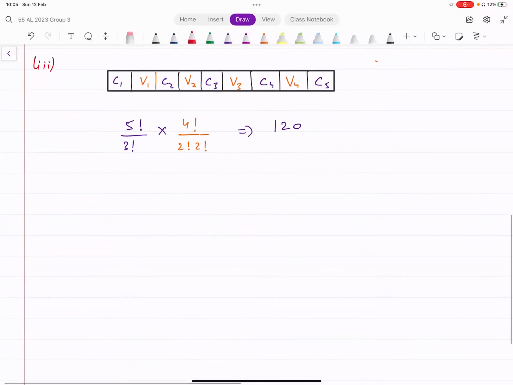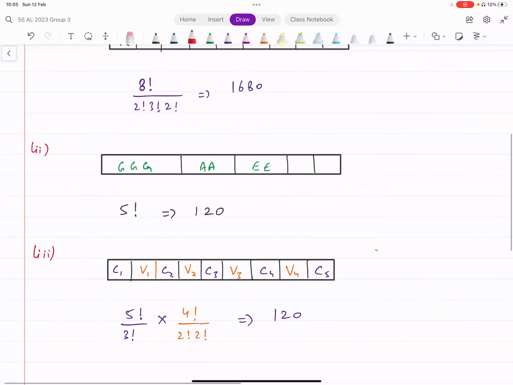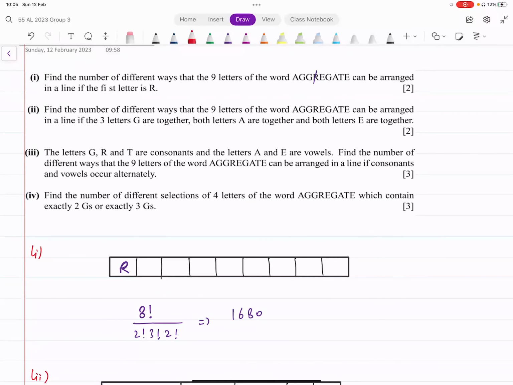Okay, so that was also pretty straightforward. The first 3 parts were quite easy. Let's look at the last part. It says find the number of different selections of 4 letters of the word aggregate which contain exactly 2 G's or exactly 3 G's. Now we're talking about combinations. We're talking about selections. You have to select letters.